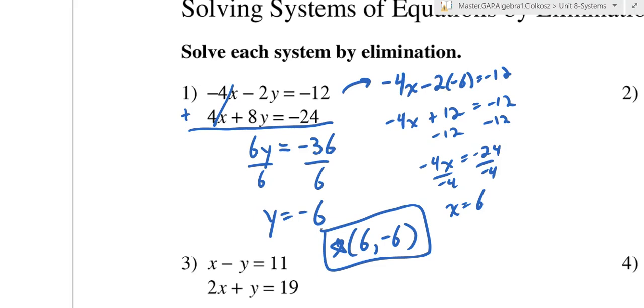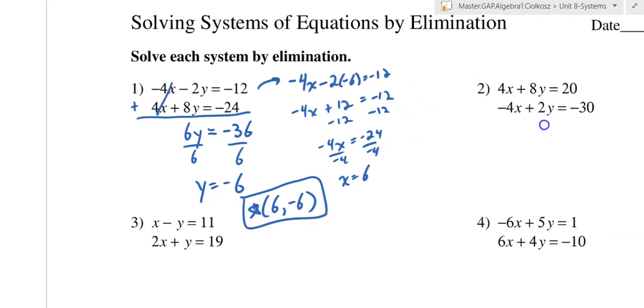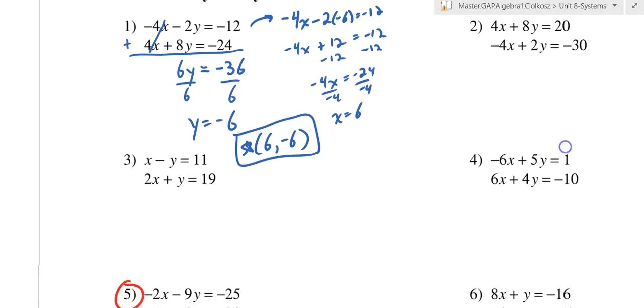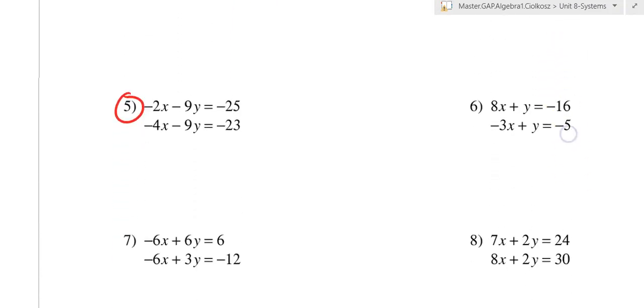At this point, I would suggest pausing the video and working through numbers 1 through 4 and then checking your answers at the bottom. These will all follow that setup where something's going to cancel almost immediately. Once you've done so, we'll move on to 5.